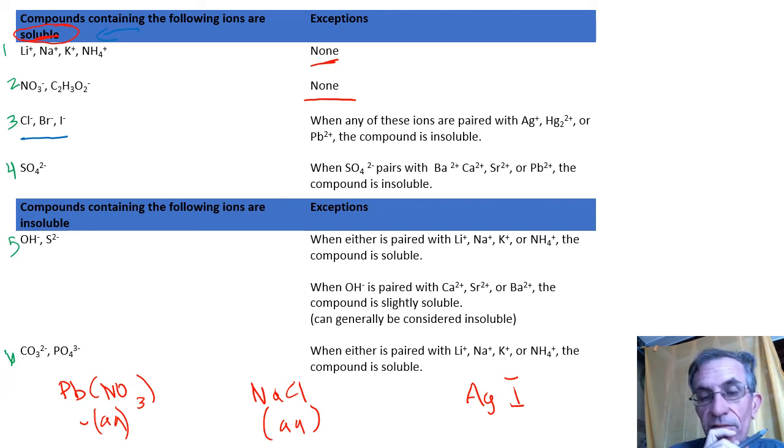Wait a minute, though. There's an exception. Not if you also have silver in you. If you have silver in you, you are an exception. You don't dissolve. So what symbol do we use for that? Oh, that's a solid. We use the symbol for solid.